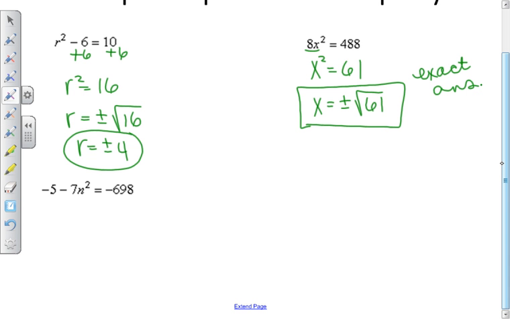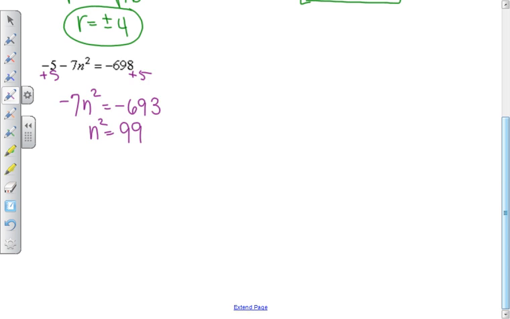In this example, I first need to add 5 to both sides. So I have negative 7n squared is equal to negative 693. I'm going to divide both sides by negative 7. So n squared is going to be equal to 99. Take the square root of both sides. That means n is equal to plus or minus the square root of 99.